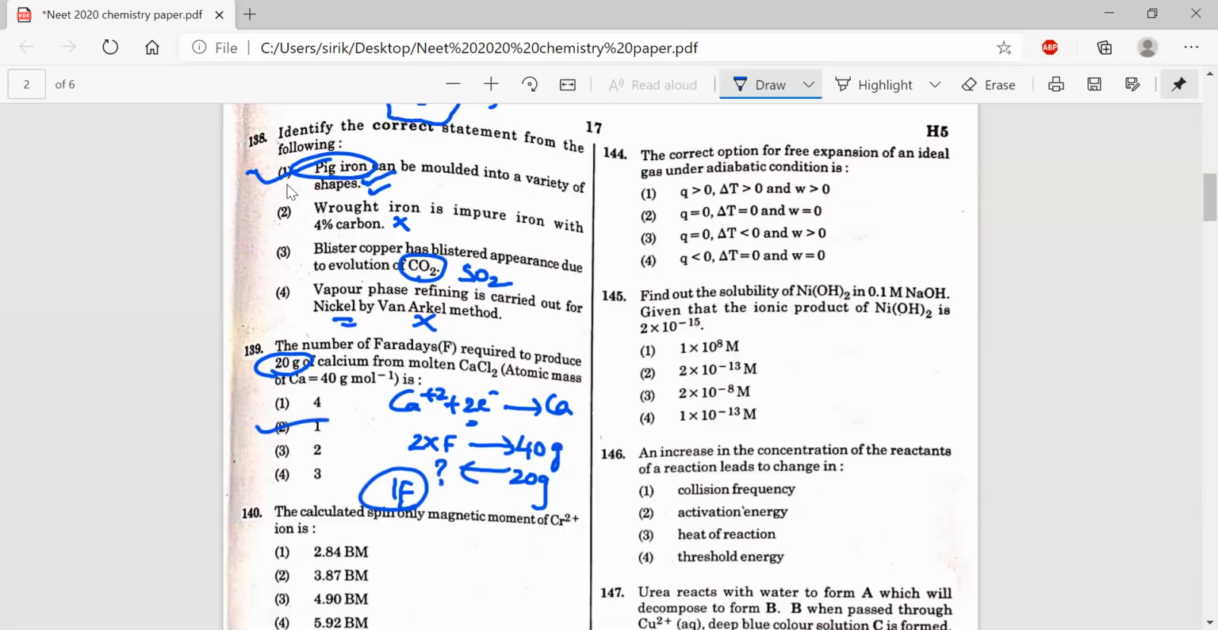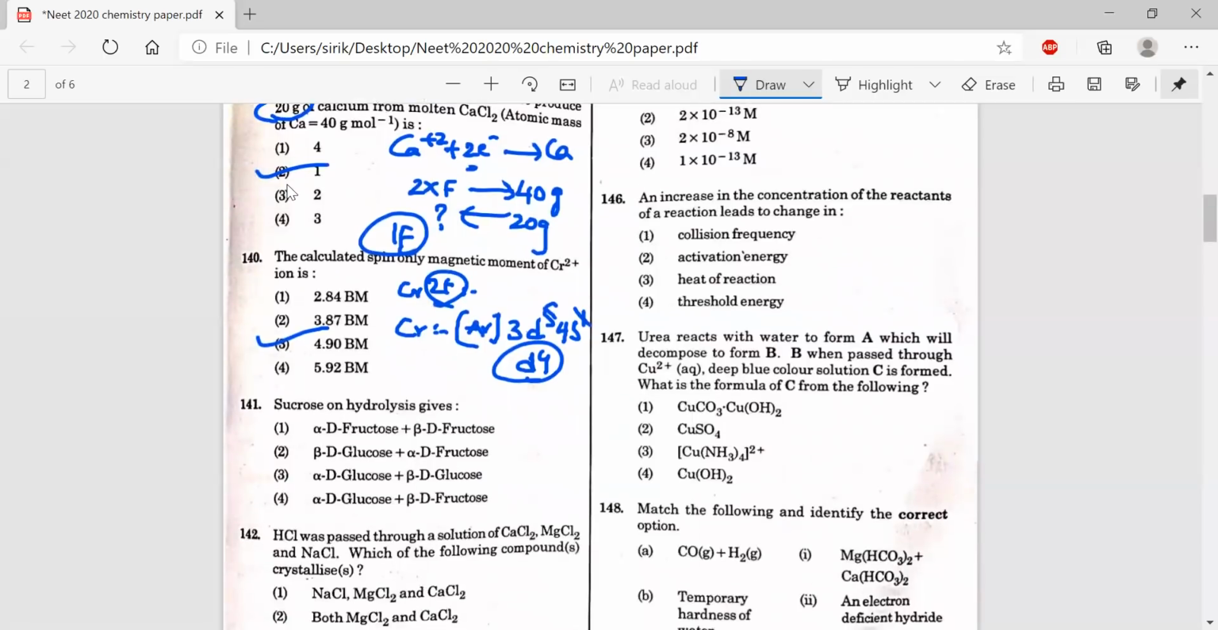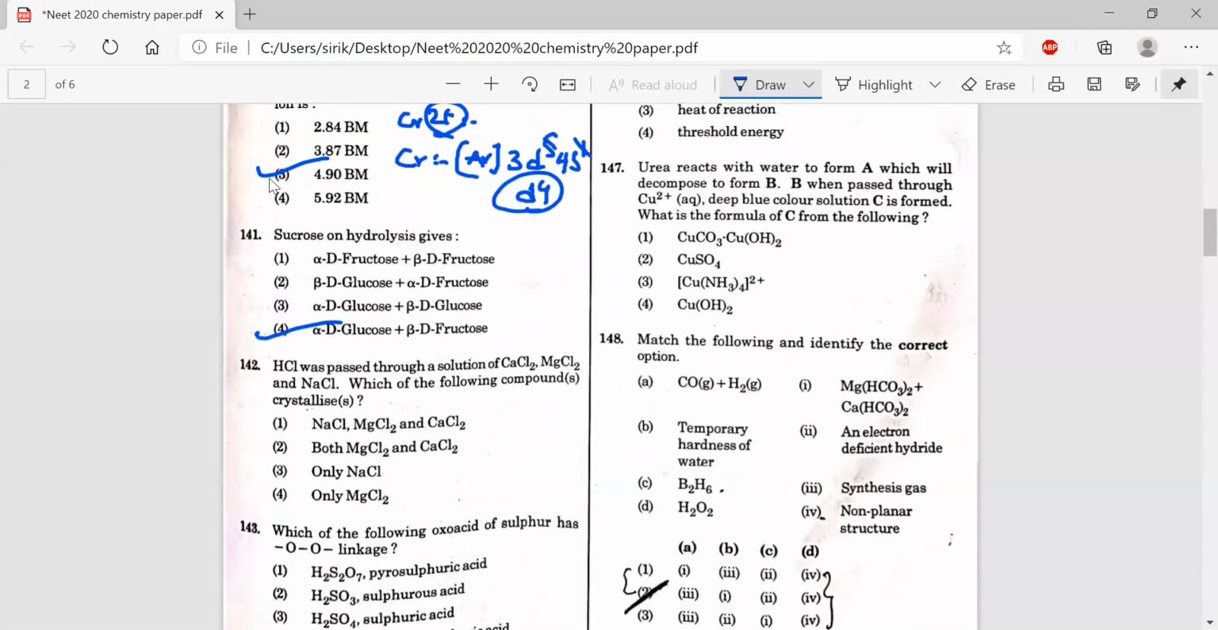In short, I'm discussing Cr3+, chromium atomic number is 24. Electronic configuration is argon 3d5 4s1. And here we need the oxidation state, so remove 3 electrons. So 3d3, in the sense 3 unpaired electrons here, and the answer will be around 3.87. And sucrose on hydrolysis gives alpha-D-glucose and beta-D-fructose as the 2 monomers. It is a disaccharide which upon hydrolysis gives these. And see the next question.